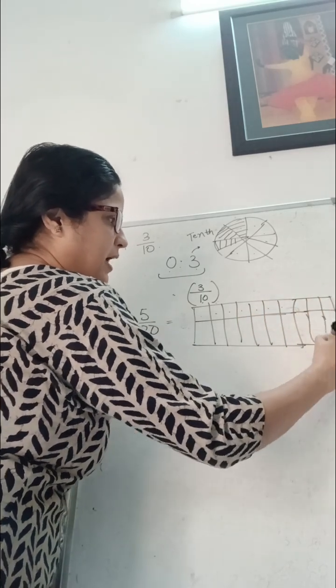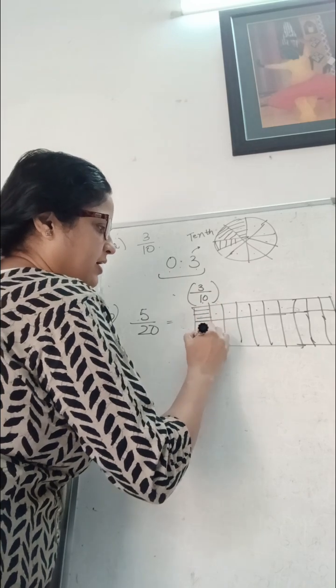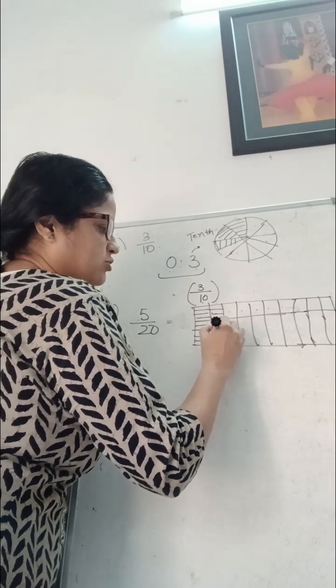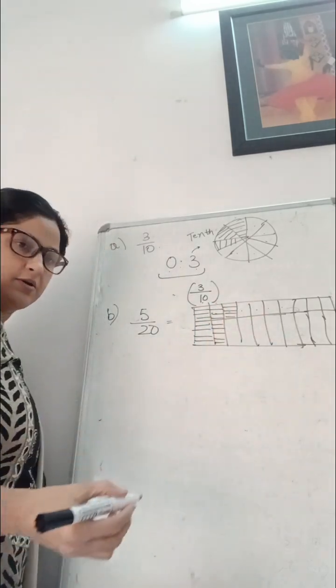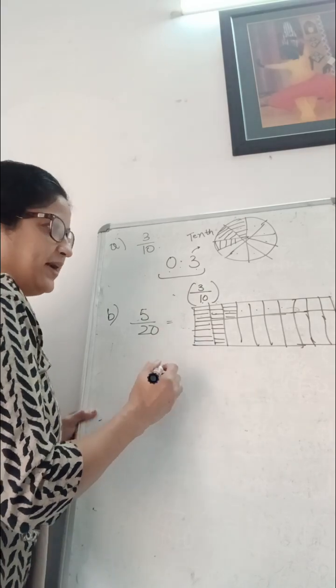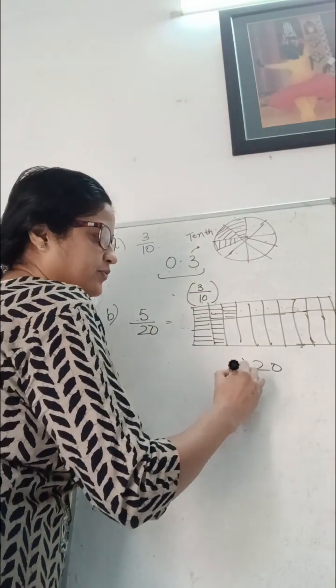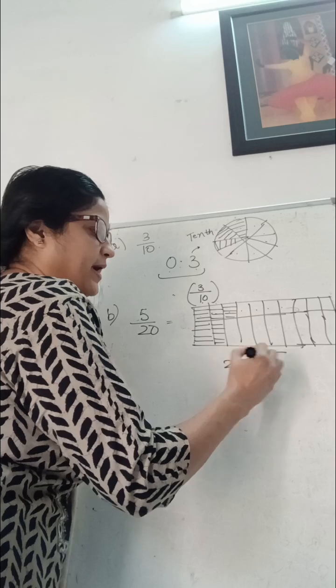Now these are 20 parts. Out of that, 5 are what I am shading. So this is what the fraction is representing: 5 out of 20. So if I divide, 5 will be divided by 20.